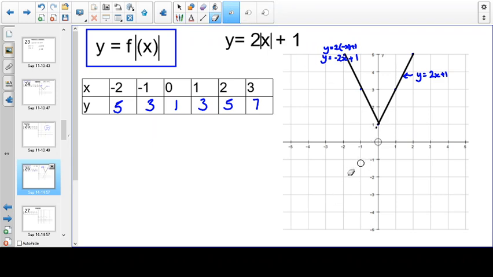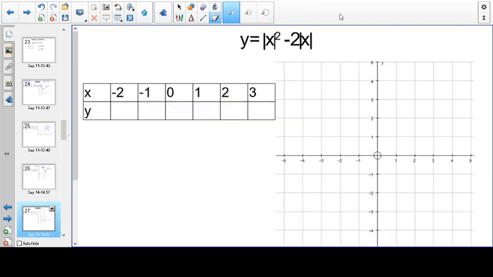Let's have a look at a quadratic. So x squared minus 2x, modulus x squared minus modulus 2x. When x is 3, modulus of 3 squared is 9, minus 2 times modulus of 3. That's 6. 2 squared minus 4 is 0. 1 squared minus 2 is minus 1. 0 minus 0 is 0.